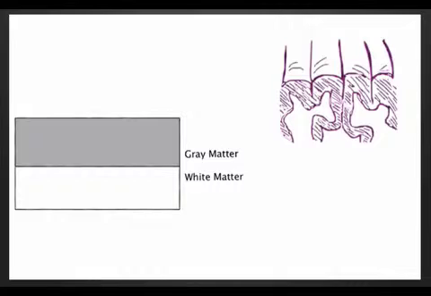Beneath the gray matter is white matter. White matter consists mainly of bundles of myelinated axons. Gray and white matter have different densities, and this becomes really important when a person experiences something like a car wreck or a fall.